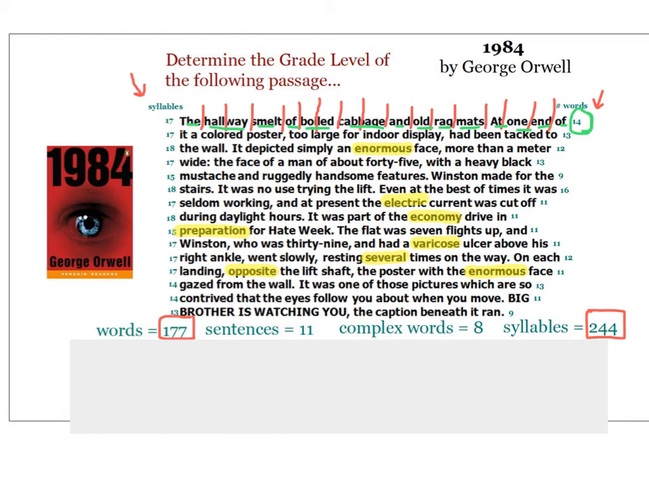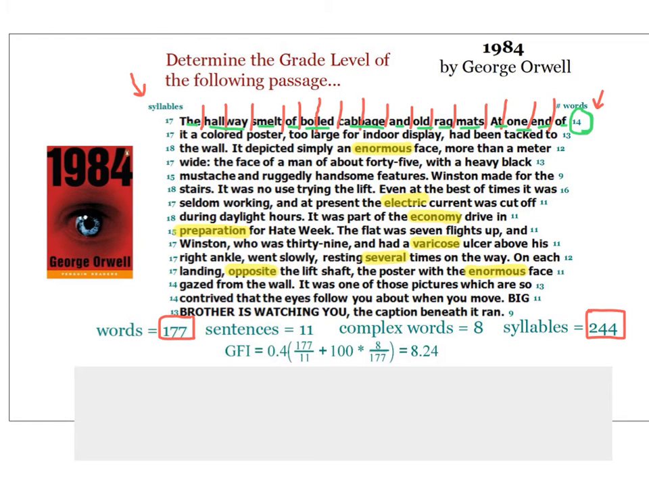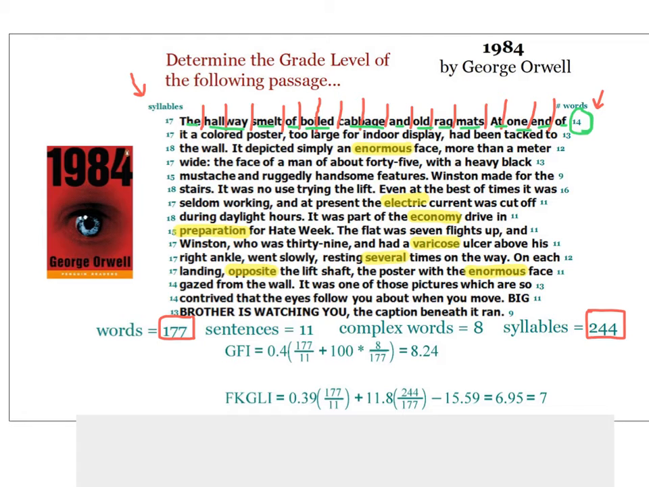Okay, so now we're going to use the formulas. For the GFI, here is how you would plug in those values. And so when you multiply that all out, it comes out to be 8.24. Now, if we look at the FKGLI, when we insert all of the values, it comes out to be an index of 7. So if we're basing it off the GFI, that would be considered an 8th grade level in maybe the 2nd month. But if we look at the FKGLI, they're saying it's more of a 7th grade level.